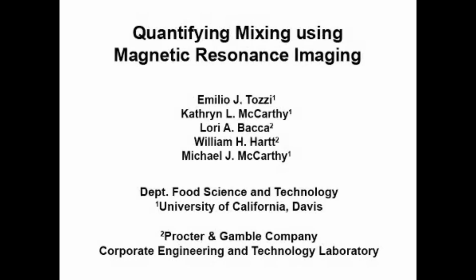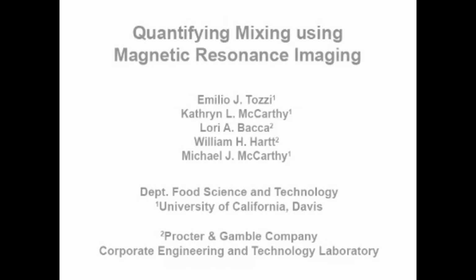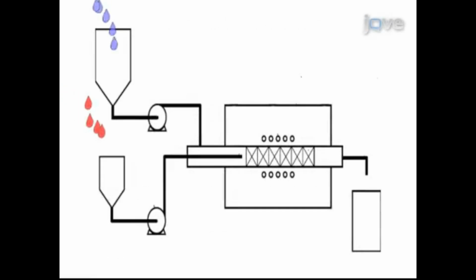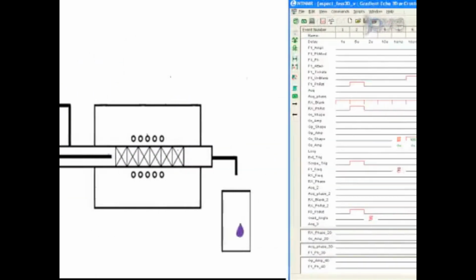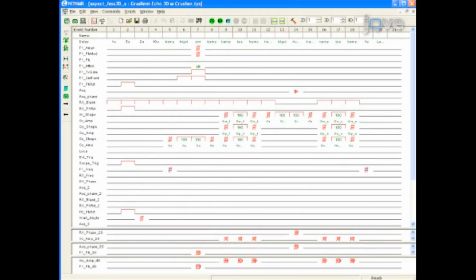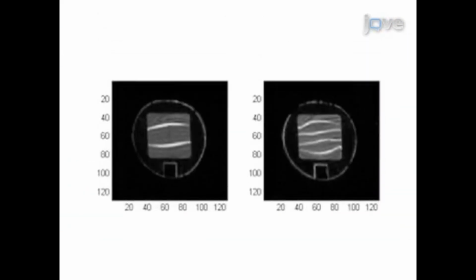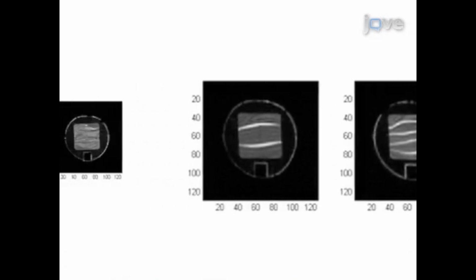The overall goal of the following experiment is to use magnetic resonance imaging as a powerful tool to evaluate mixing in process equipment. This is achieved by combining two liquid streams in a split and recombined static mixer. MR images are obtained by selecting an appropriate imaging protocol. These images allow characterization of the mixer's performance.